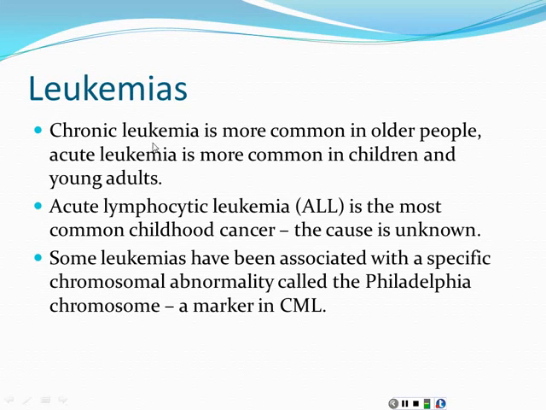So chronic leukemia is more common in older people, but the prognosis is better. Acute leukemia is more common in children, and their prognosis is better. If you flip them, if you give a chronic leukemia to a child, the prognosis is worse. If you give an acute leukemia to an adult, the prognosis is worse. So ALL, which is acute lymphocytic leukemia, is the most common childhood cancer. Anybody who's working in the pediatric population will encounter patients with ALL or patients who have had ALL.